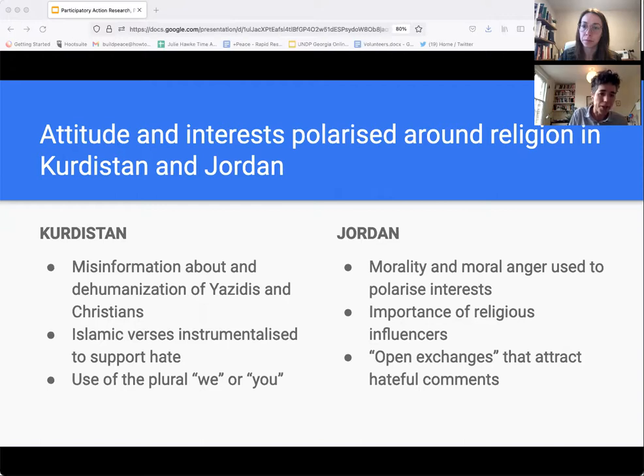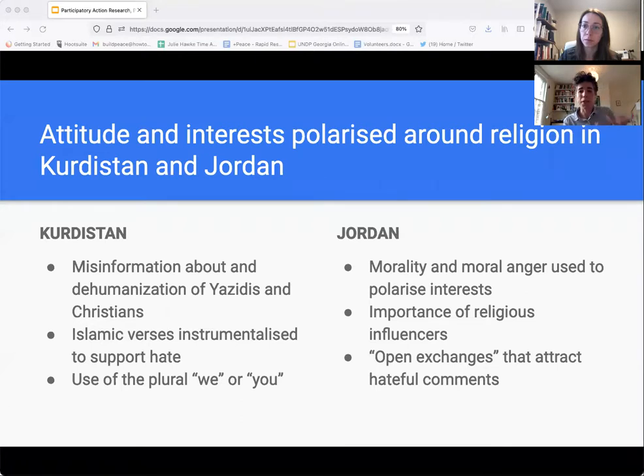Another thing that was quite interesting about what they found is that one of the unifying characteristics of the comments was the use of the plural we or you, which is something that we also identify in general as a signal of this kind of polarization, as a reference to the superiority of one group over another. As a result of the insights that they found here, the participants in Kurdistan are changing the strategy of addressing comments on their own page by creating a dedicated group of moderators who will intervene in comment threads where misinformation and dehumanizing narratives towards religious minorities are shared. So they've shifted their strategy as a result of this finding.